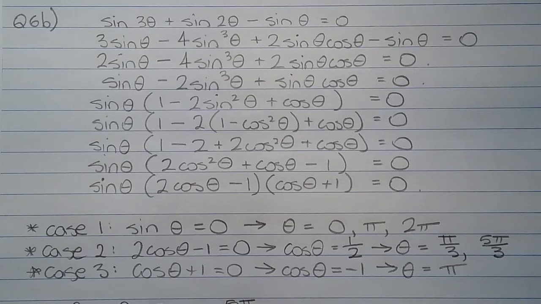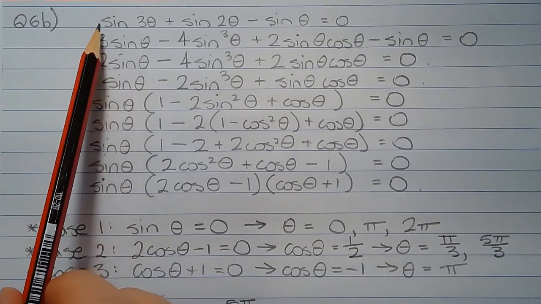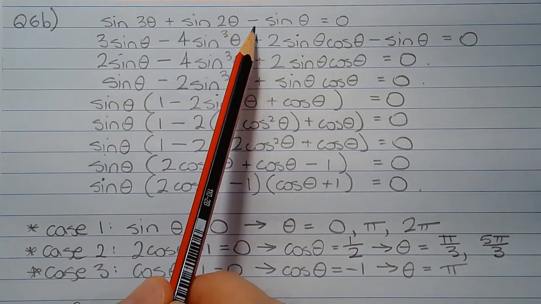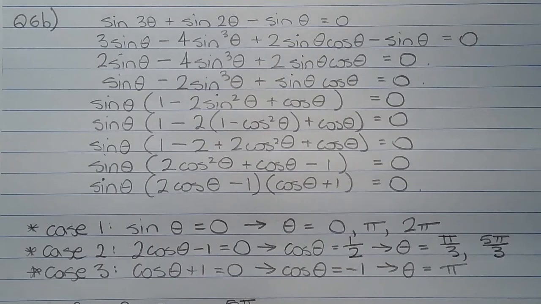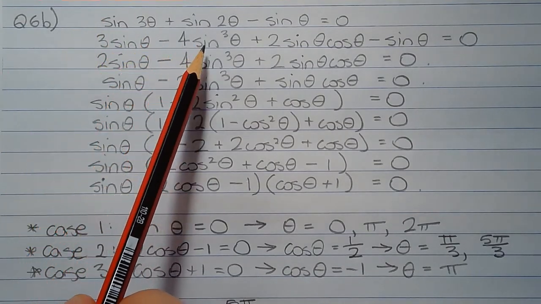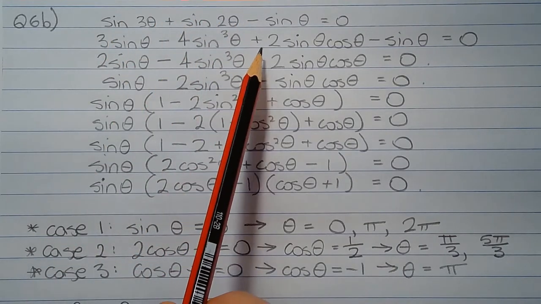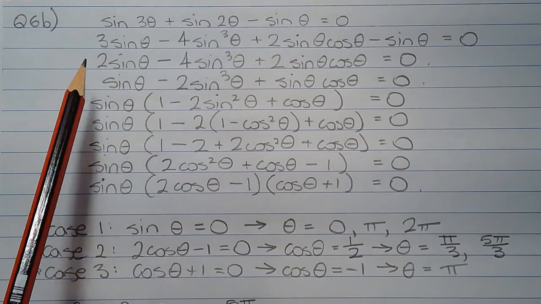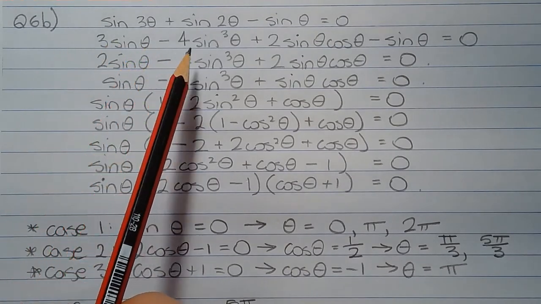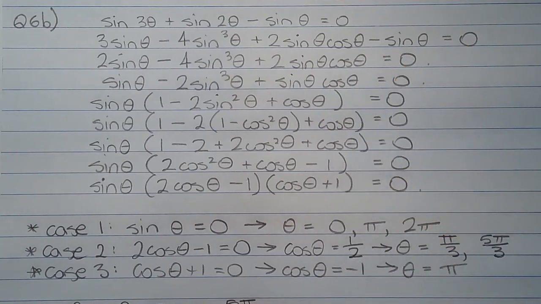The first step is to move sine theta from the right-hand side to the left-hand side, so the equation becomes sine 3 theta plus sine 2 theta minus sine theta equals 0. Now sine 3 theta can be replaced with the identity 3 sine theta minus 4 sine cubed theta, and sine 2 theta is a double angle, and that can be replaced with 2 sine theta cos theta. So the equation becomes 3 sine theta minus 4 sine cubed theta plus 2 sine theta cos theta minus sine theta equals 0.